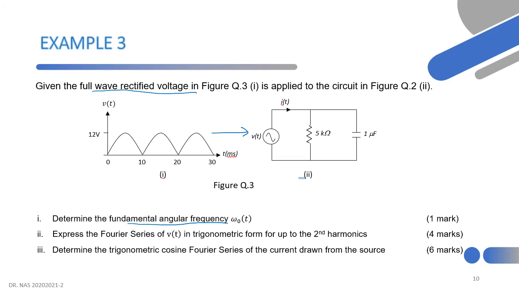Secondly, you need to express the Fourier series in the trigonometric form for up to second harmonic. Up to second harmonic meaning that you need to consider n equal to 0, n equal to positive 1, and n equal to negative 1. Same goes to n equal to positive 2 and also n equal to negative 2. Okay, when it's set up to n harmonics or second harmonic in this case, you need to consider both the positive and negative values. Thirdly, you need to determine the trigonometric cosine Fourier series for the current drawn from the source. So you need to determine the Fourier series of this it in cosine function.